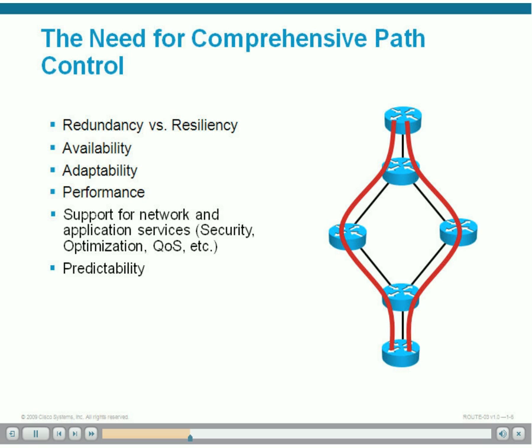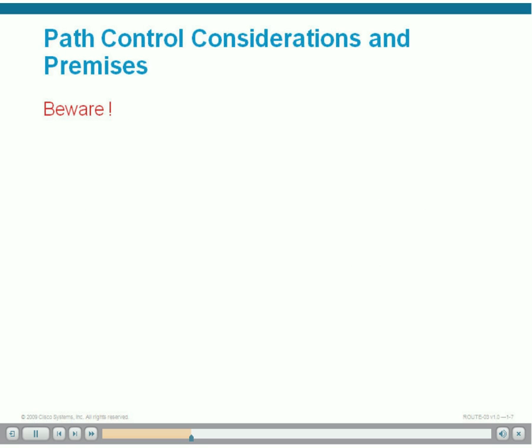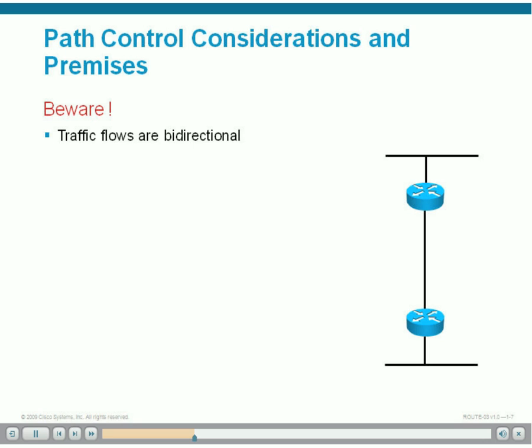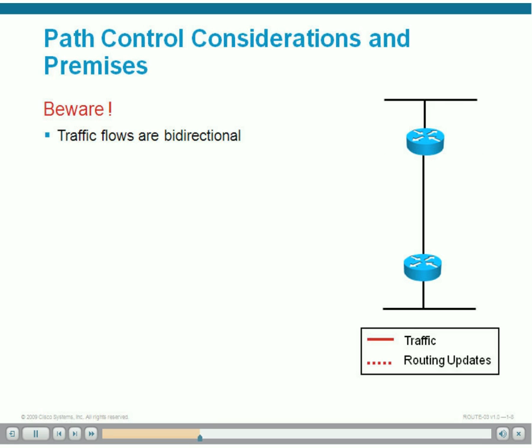This is not a simple task. When laying out a path control strategy, we should think about the nature of what it is we're trying to control. Traffic is bidirectional by nature. Everything that goes out must come back in. So when adjusting your routing protocol to deploy your path control strategy, think both upstream and downstream. Remember, if you change or tune your upstream routing updates, you are affecting downstream traffic. When you change or tune your downstream advertisements, then it's the upstream traffic that is affected.